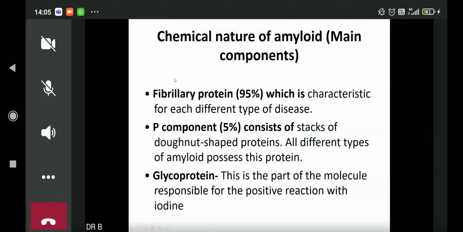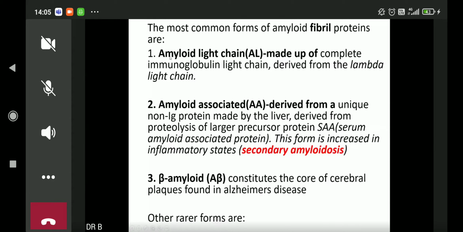Now let's look into this fibrillary protein, which is 95% present. What is the most common form of fibrillary proteins we have? This you need to really look into, because based on this, we can divide amyloid present in different organs. So you have three major fibrillary proteins. Number one is amyloid light chain or AL amyloid, which is made up of complete immunoglobulin light chains. That can be either kappa or lambda, but most commonly it is lambda light chain.